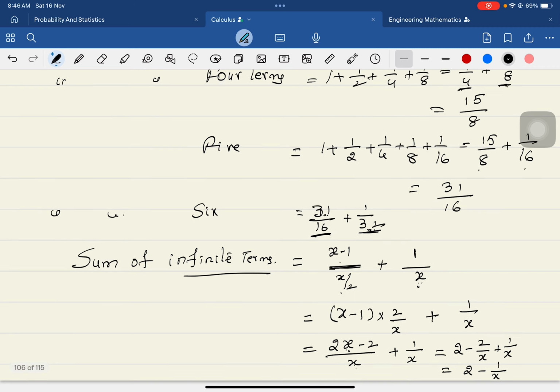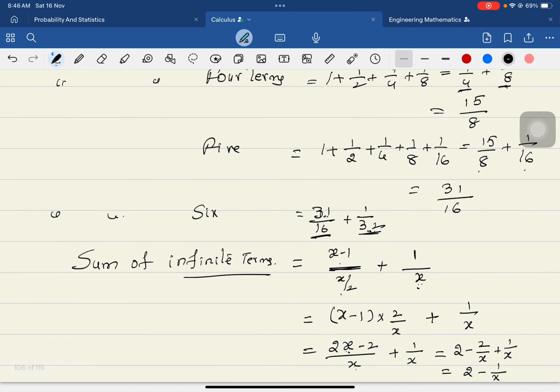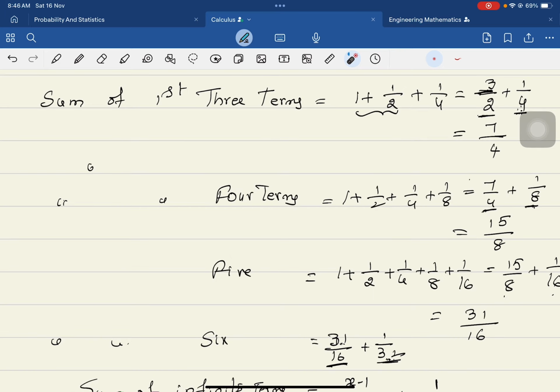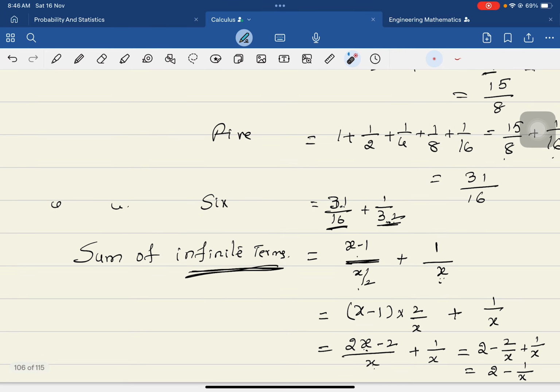So what do you mean by 2 minus 1 over x? You can understand one thing, that whatever the sum of the infinite terms you are having, as my x goes to infinity, definitely 1 by infinity is less than 1 only, right? You put x is 100, it is 0.001. You put x is 1000, it is 0.0001. Like that, as x is going to infinity, my 1 by x is definitely less than 1. So the whole sum of the infinite terms is going to 2 minus 1 by x.